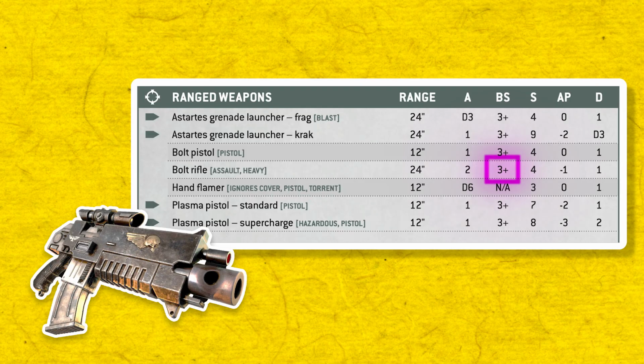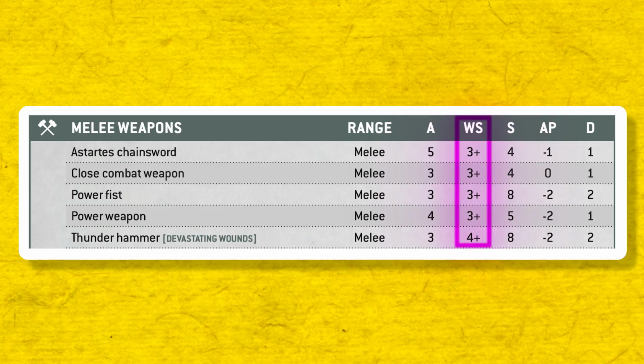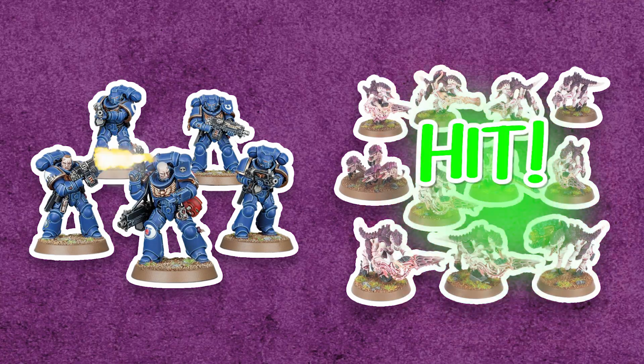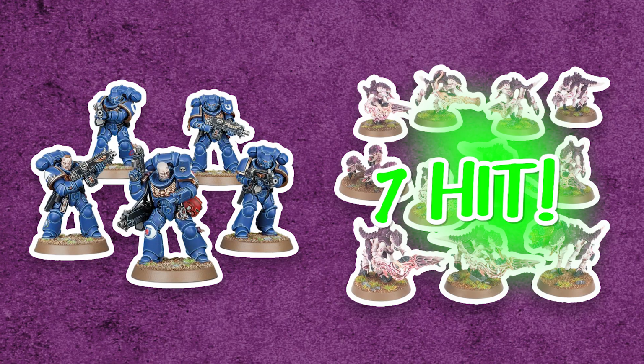The 3+ next to the attack value represents its ballistic skill here, or weapon skill in melee, and indicates what value it needs to hit. A 3+ here is on the above average end. So my Space Marine unit is going to attack with all 10 of its bolter shots, and on average, about 7 of those shots will make their mark.